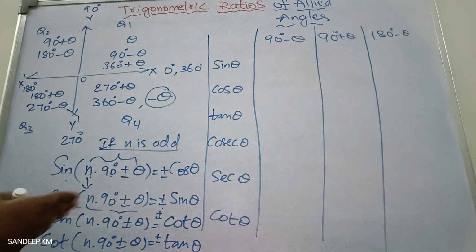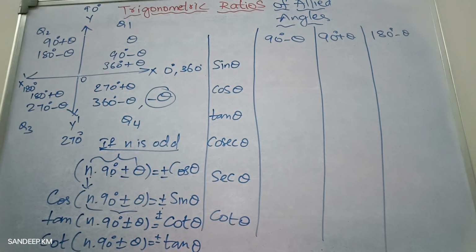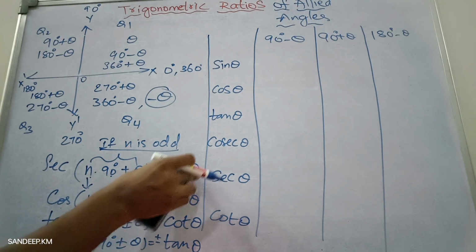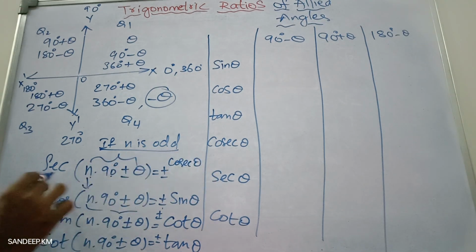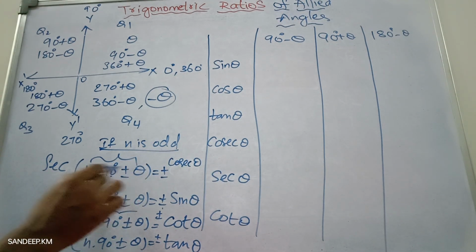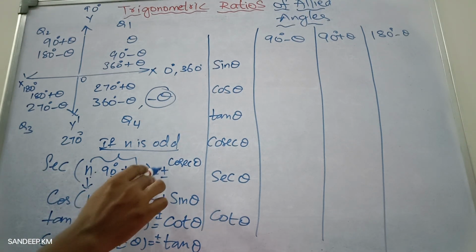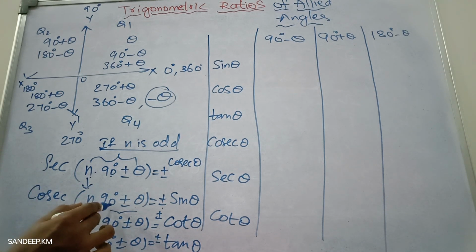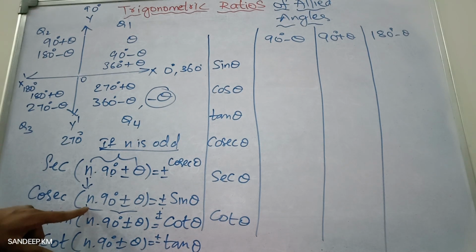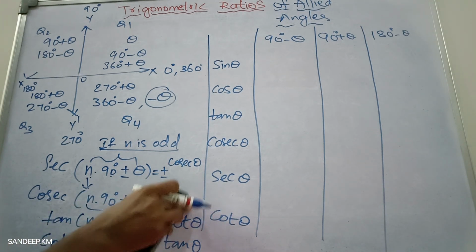And so secant becomes cosecant and cosecant becomes secant. So secant of n times 90 degrees plus or minus theta, where n is odd, the result will be plus or minus cosecant theta. Similarly, cosecant of n times 90 degrees plus or minus theta, where n is odd, becomes secant theta.